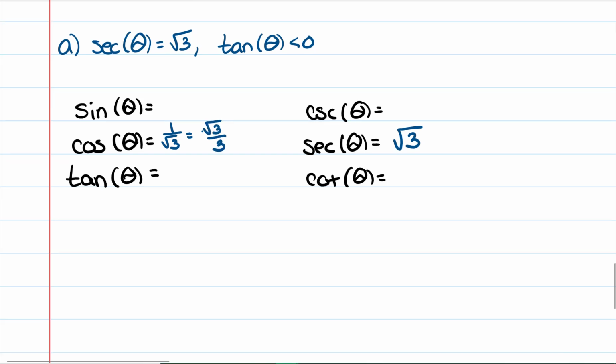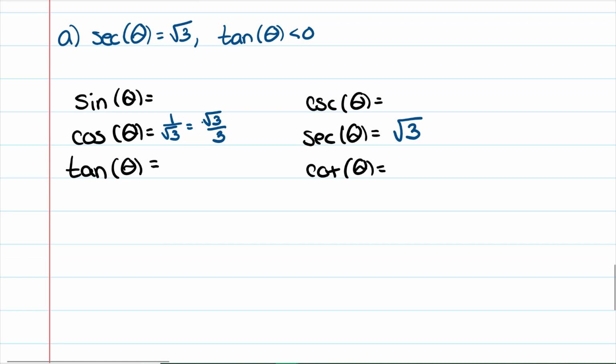Okay, so now let's use the information we know to pick the quadrant. To do this, I like to draw a little axis real quick, and then put my little acronym, all students take calculus. So let's start with secant. If secant is positive, that means cosine is positive. And so it's positive here, and not in quadrant 2 and 3.